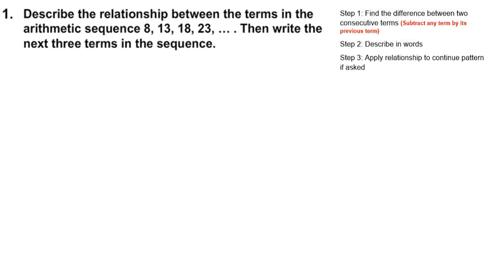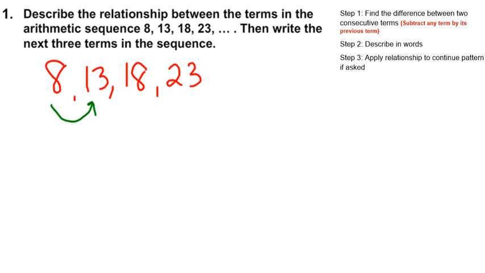So example 1 says, describe the relationship between the terms in the arithmetic sequence 8, 13, 18, 23. Then write the next three terms in the sequence. So the first thing we're going to do is find out how this relationship changes. We went from 8 to 13 to 18 to 23. Now all we have to do is find the difference between two consecutive terms. These are two consecutive terms here, 8 and 13, because they come right after each other.